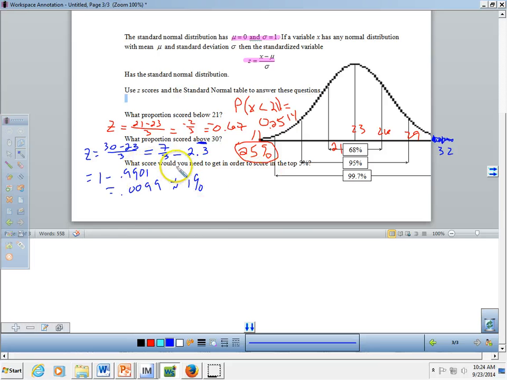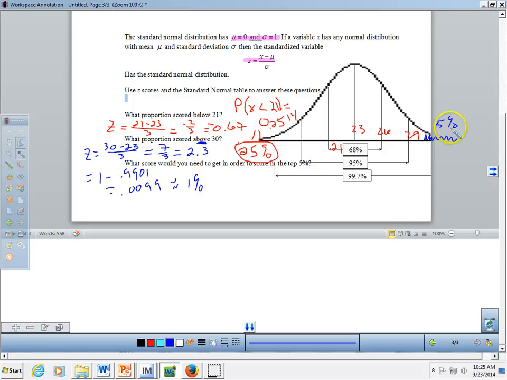So this last question: what score would you need to get in order to score in the top 5%? Now this is a little bit different. We don't have a value yet. All I know is that the area under this curve needs to be 5%, and it needs to be the top 5%. Well, we need to work our way back to a score. We need to know what score you'd have to get to be in the top 5%.